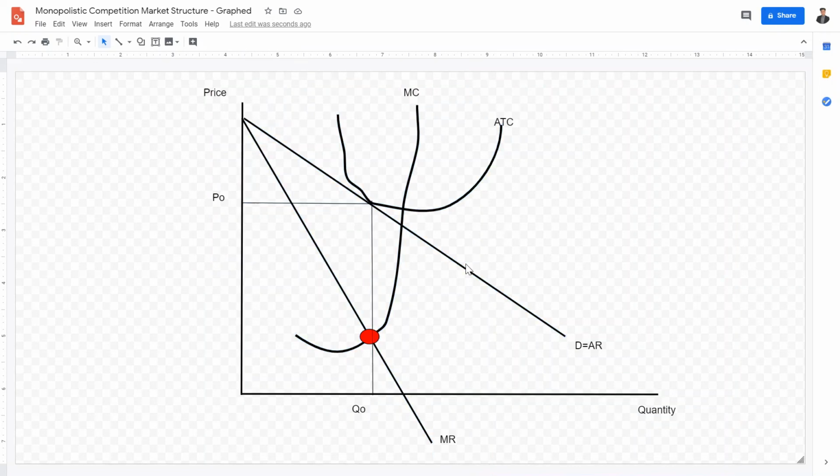So this graph right here illustrates how there are no supernormal profits. Why? Because the average total cost curve touches the demand curve at the point of profit maximization. I hope this video is helpful in illustrating how in the long run there are no supernormal profits, and how in the long run monopolistic competitive firms only break even. This is a diagram that illustrates what it is like to have a firm that breaks even.